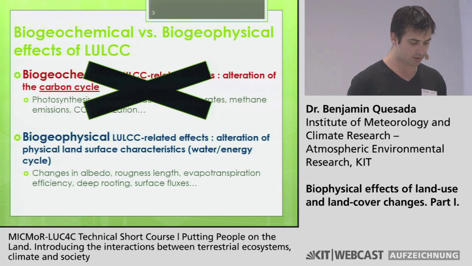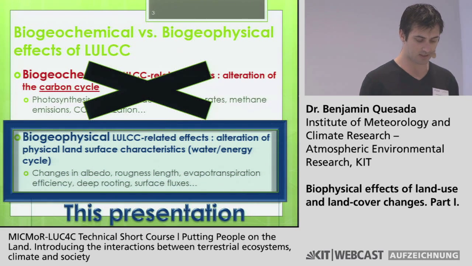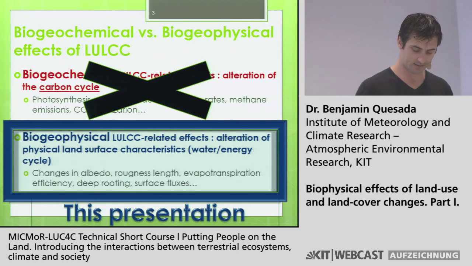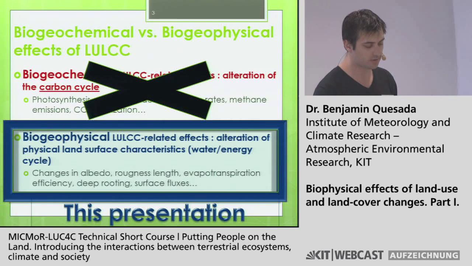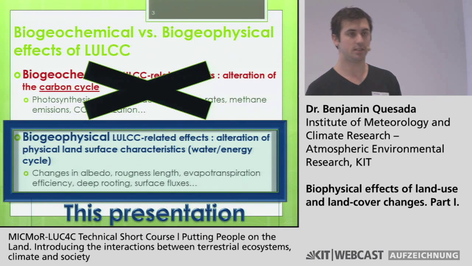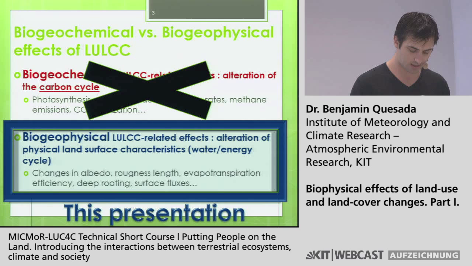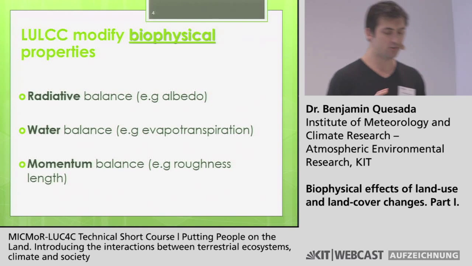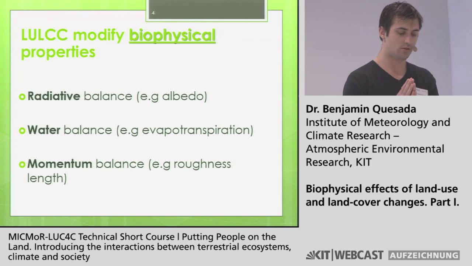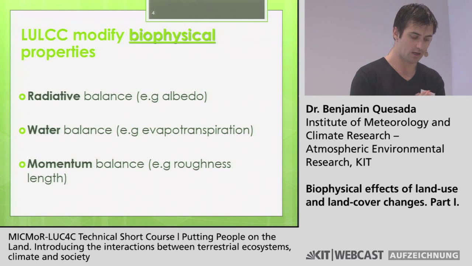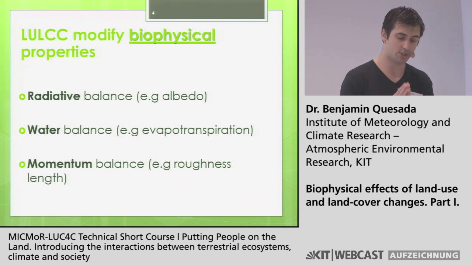But here I will only focus on the biogeophysical effects, which can be summarized as the alteration of not the carbon cycle, but the water and the energy cycles through the modification of physical land surface characteristics. So changes in albedo, changes in roughness length, changes in evapotranspiration efficiency, deep rooting, and so on. So the land use and land cover changes are modifying the biophysical property, altering the radiative balance, essentially through the albedo, the water balance through the evapotranspiration efficiency, and the momentum balance through the changes in roughness length.